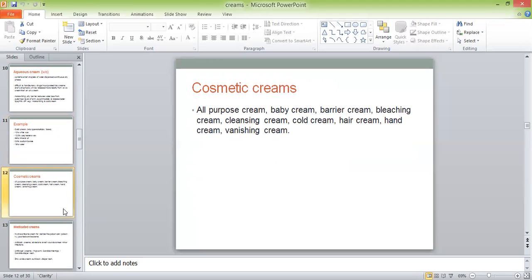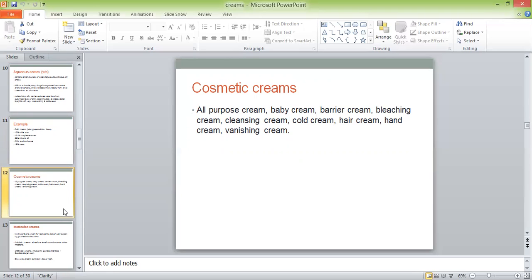Then we have cosmetic creams, and they include all purpose creams, which could be used simultaneously on different parts of the body, like hands and feet, and all over the body. Then we have baby cream, which is meant to be used for babies or infants. Then we have barrier creams and bleaching creams. Bleaching creams are meant to bleach the skin, to make the skin fairer.